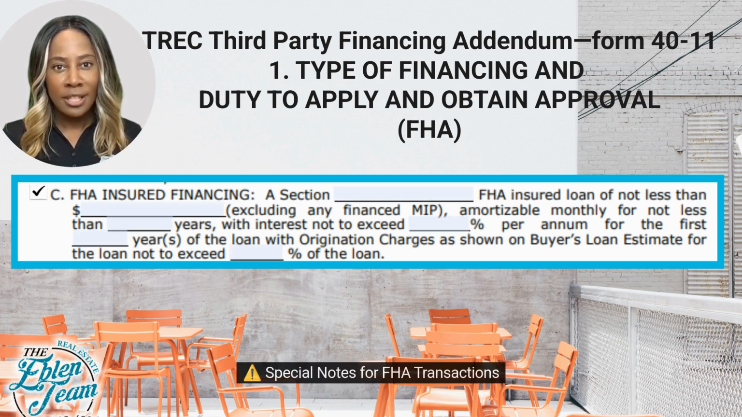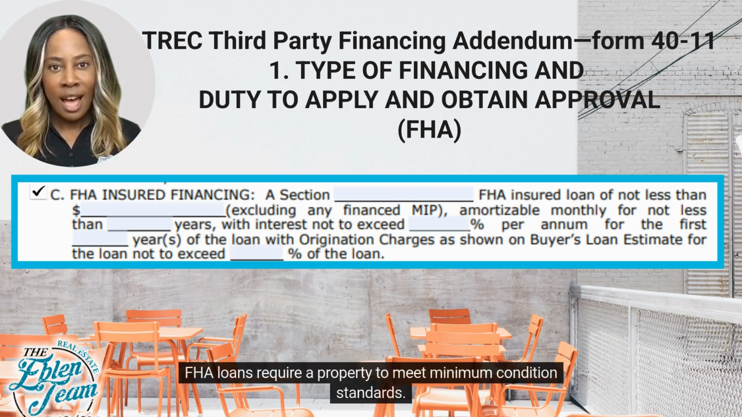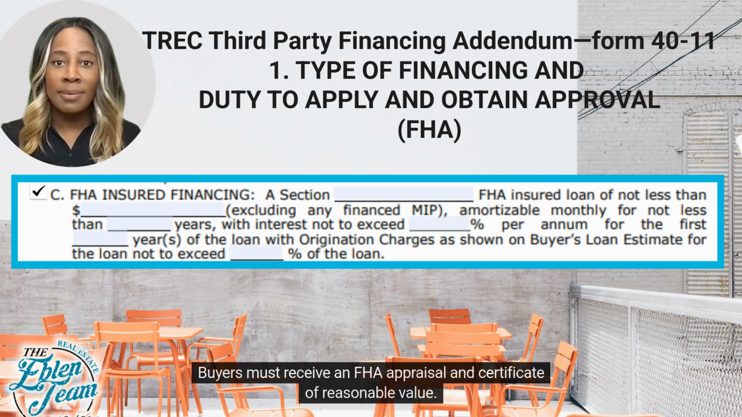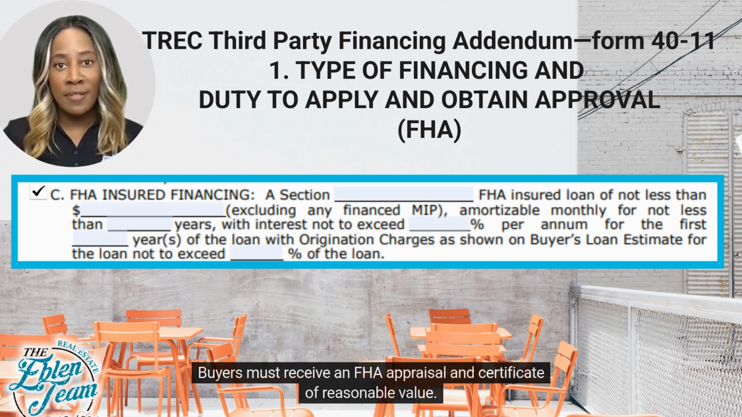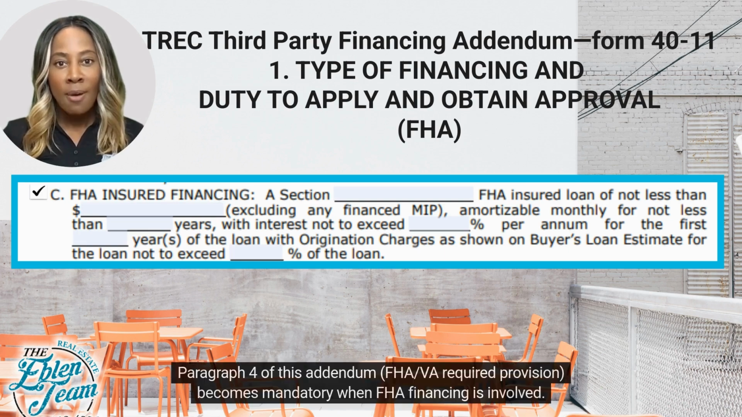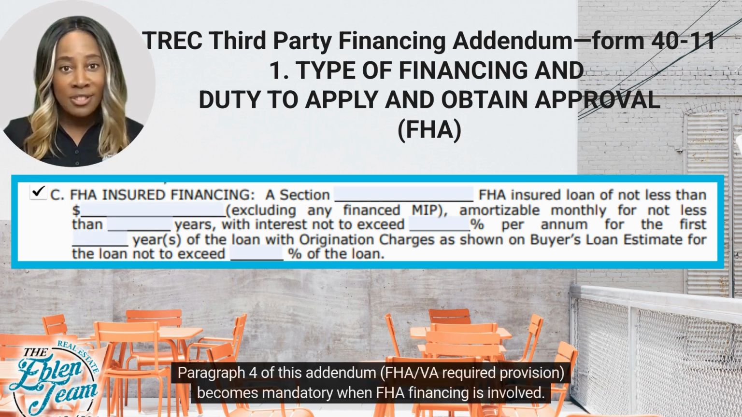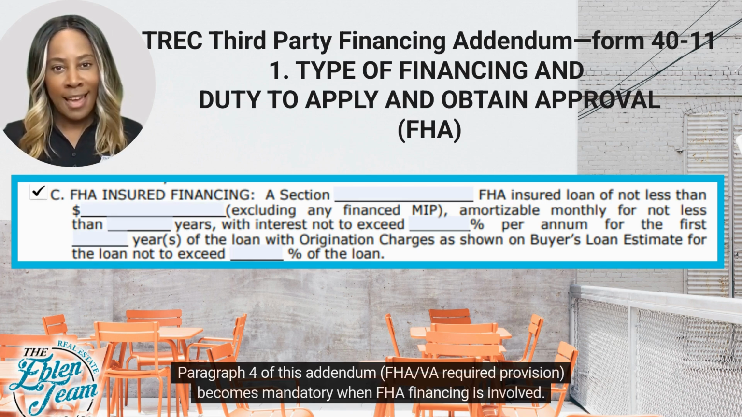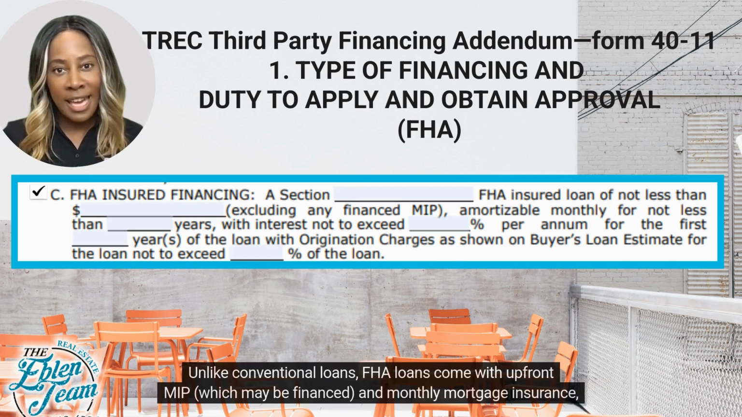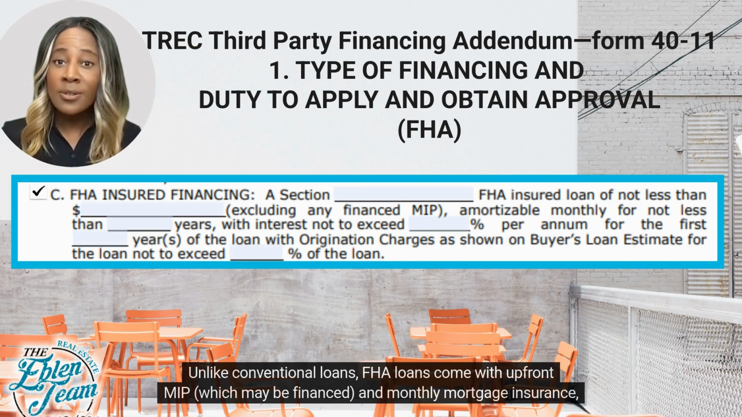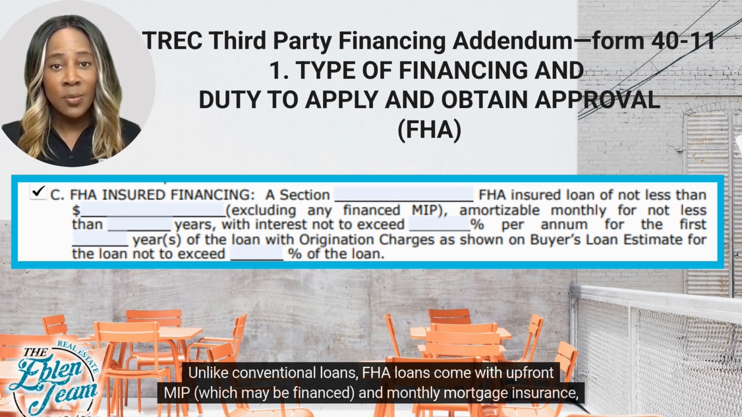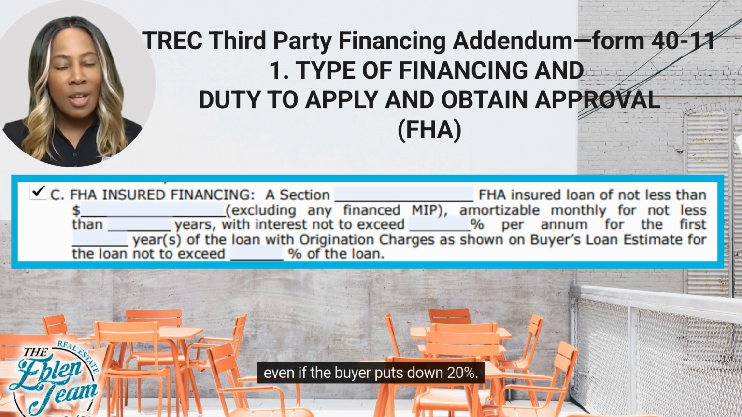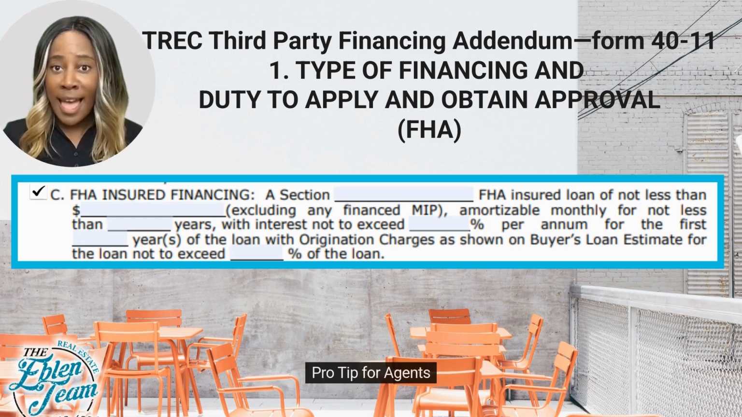Special notes for FHA transactions. FHA loans require a property to meet minimum condition standards. Buyers must receive an FHA appraisal and certificate of reasonable value. Paragraph 4 of this addendum, FHA VA required provision, becomes mandatory when FHA financing is involved. Unlike conventional loans, FHA loans come with upfront MIP, which may be financed, and monthly mortgage insurance, even if the buyer puts down 20%. Pro tip for agents.